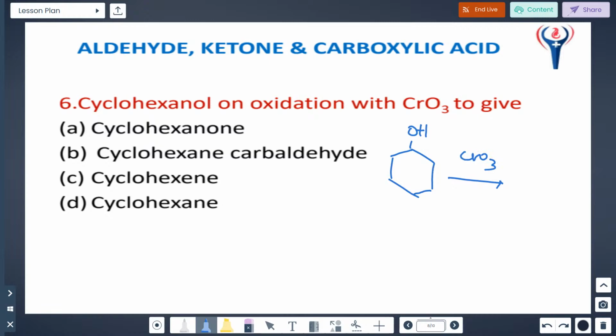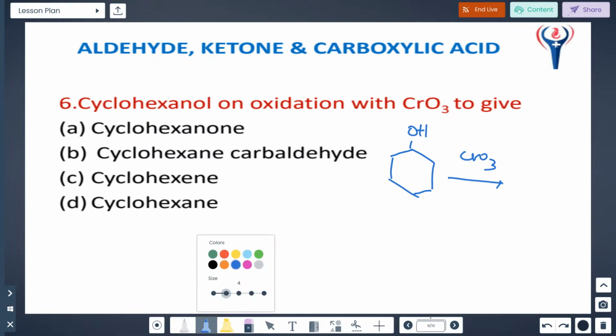So I told you, this converts secondary alcohol into ketone. Each and every reagent has some function. So this is an oxidation reagent which converts secondary alcohol into ketone compounds. See, this will be removed. Suppose here C is there, but H is also there. CHOH, that's the meaning.